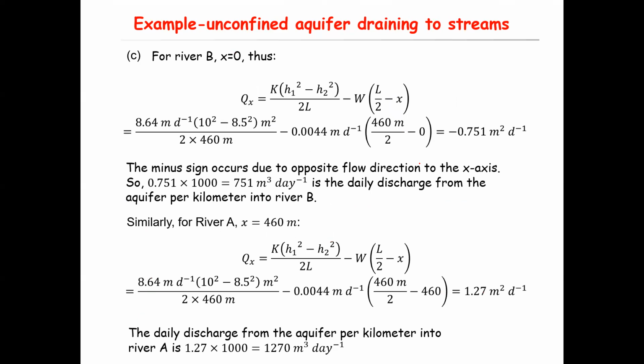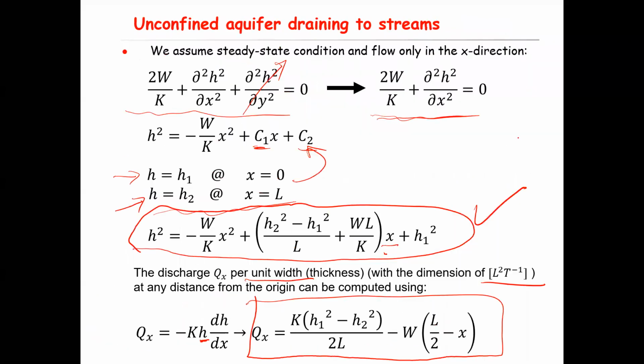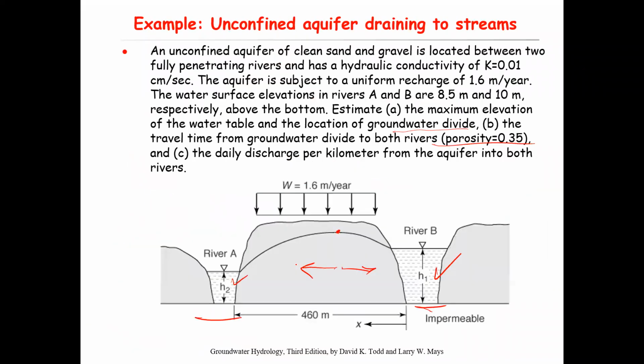Okay, so for river B, river B is located at the origin, therefore X is equal to 0. We have this equation to calculate the discharge. Again, you have all the parameters here, except you need just to put here X equal to 0. So you have the K, you have the H1, H2, WL, and everything. You put it here. That will be the QX. Okay, and remember that was the discharge per width, or per thickness. Let's go to the equation. Here we call it the discharge QX, or this equation is QX per unit width. So here the question says per kilometer.